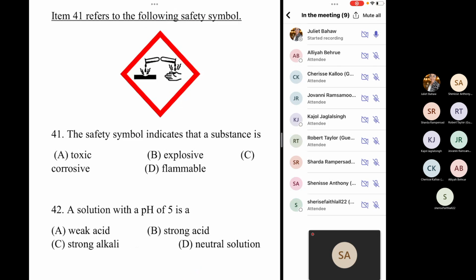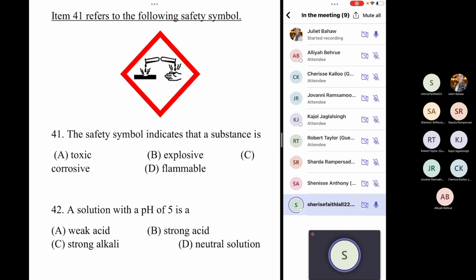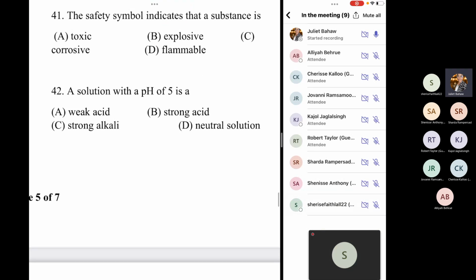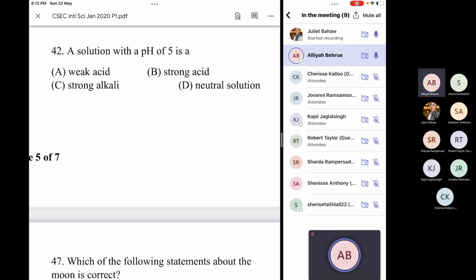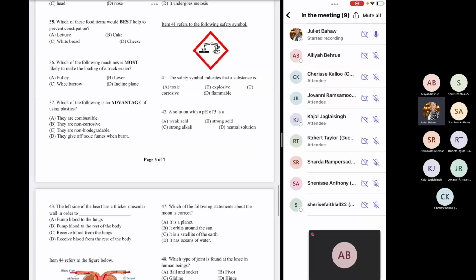41. The safety symbol indicates that a substance is corrosive. C. Very good. A solution with a pH of 5 is a weak acid. Very good.